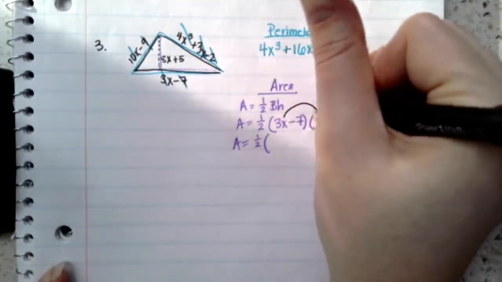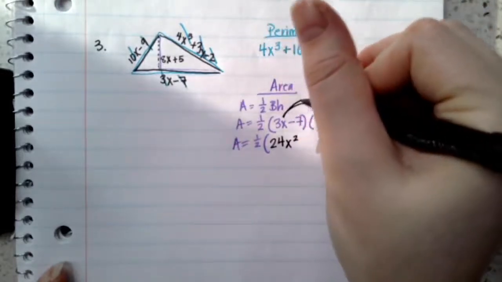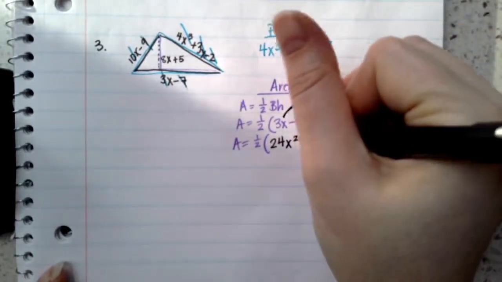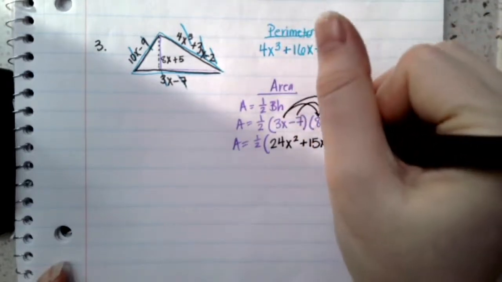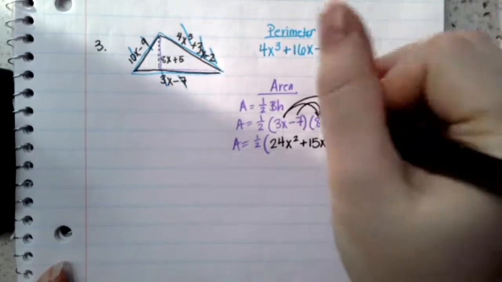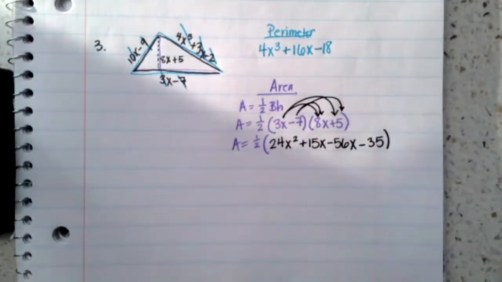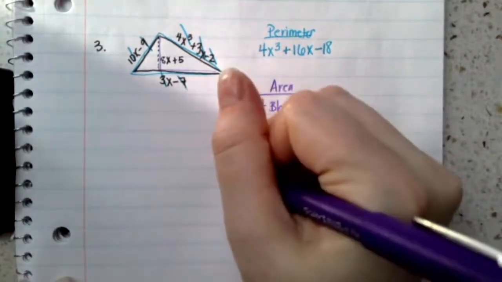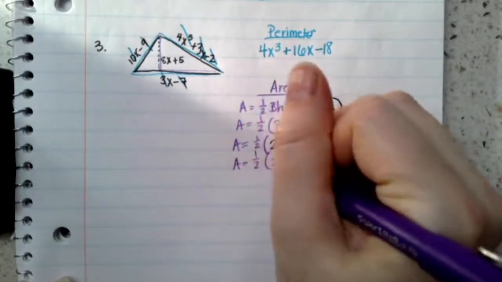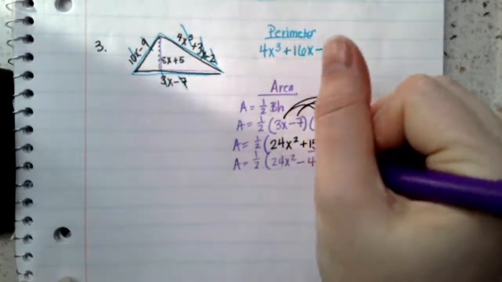and then I have 3x times 8x to give me 24x squared. 3x times 5 is a positive 15x. Minus 7 times 8x is minus 56x. And minus 7 times 5 is minus 35. So I can combine like terms before I multiply by 1/2. Positive 15x minus 56x is minus 41x.